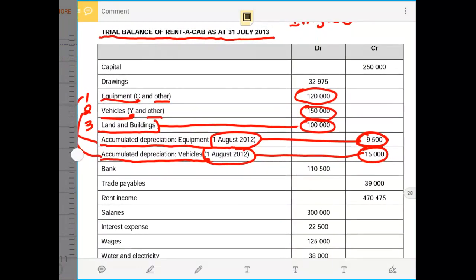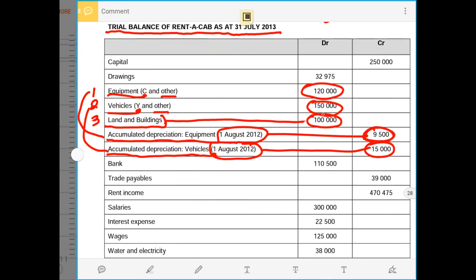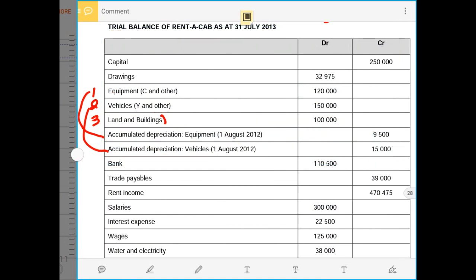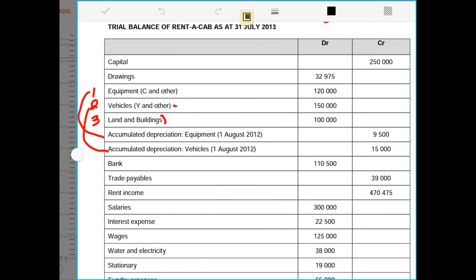Let us check our vehicles in the trial balance. Under the trial balance, we have an amount of vehicles which is a total of 150,000 rands. So now that means the 50,000 of vehicle Y is already included there. That means this 150,000 rands is not the opening balance at the beginning of the year, but it already includes the purchase of vehicle Y amounting to 50,000 that was bought during the year.